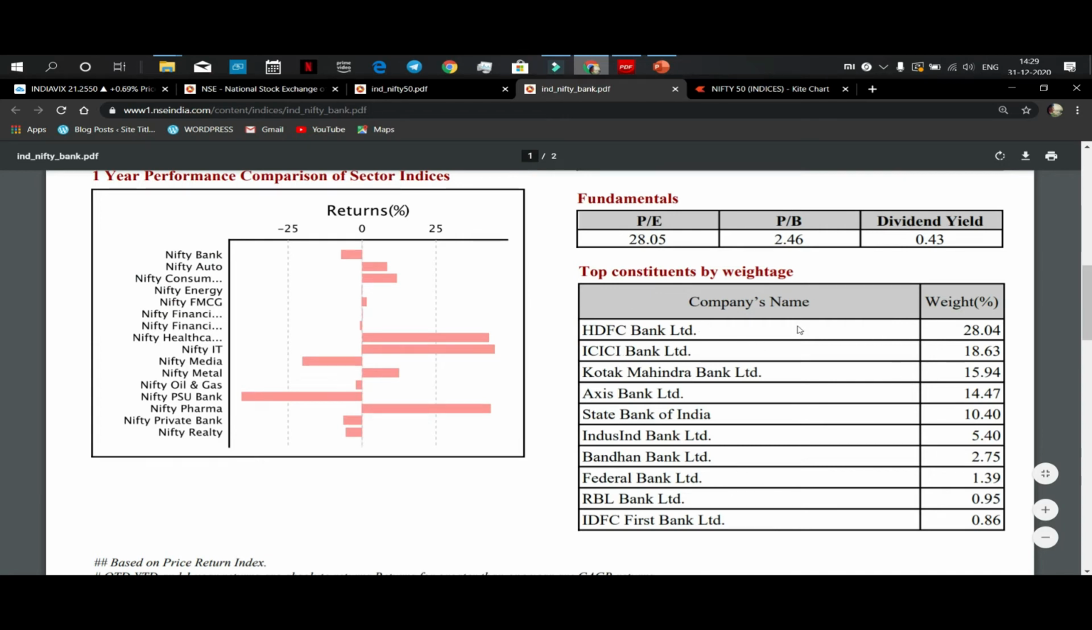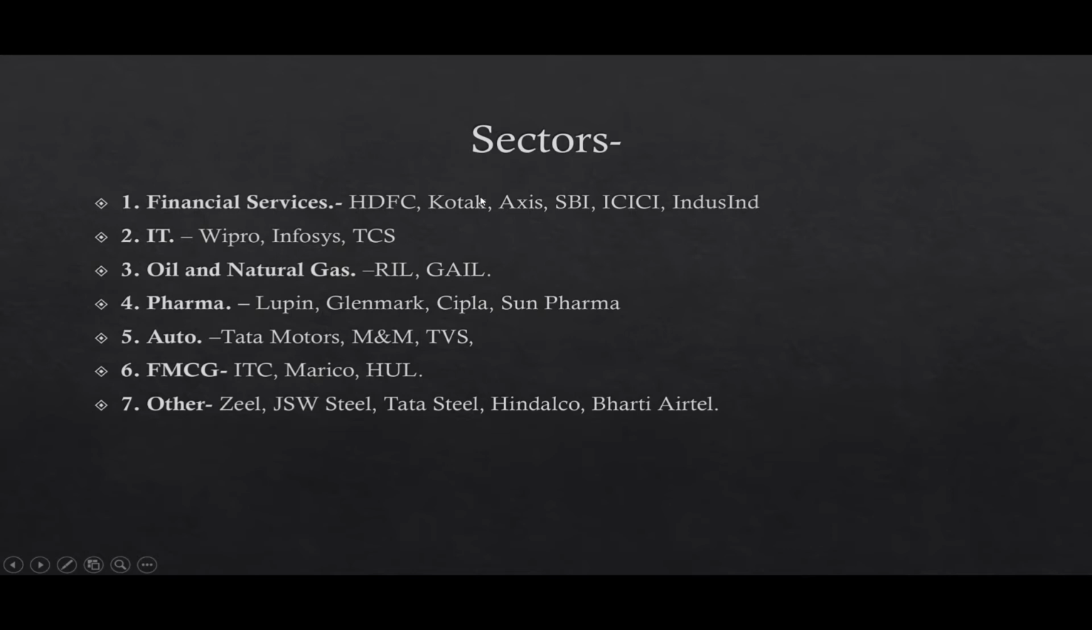So just like we saw in Nifty, there are companies in Bank Nifty that carry a lot of weightage. So HDFC Bank, ICICI, Kotak Mahindra, Axis, State Bank of India, IndusInd Bank. So these 1, 2, 3, 4, 5, 6, these 6 stocks will be in our watch list. Out of the financial services, I have added these 6 stocks.